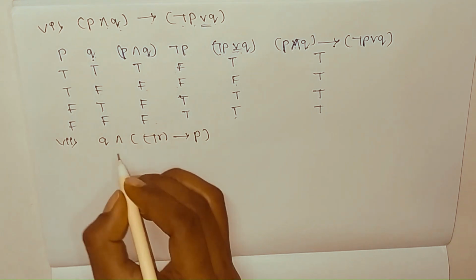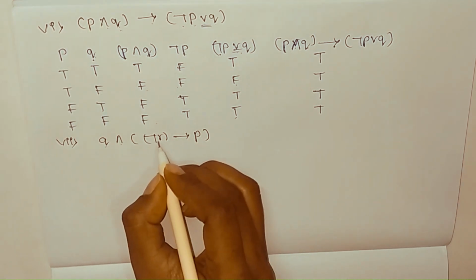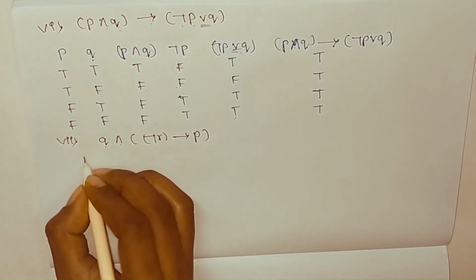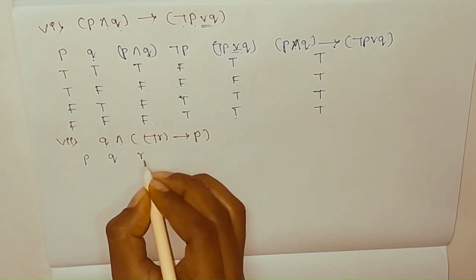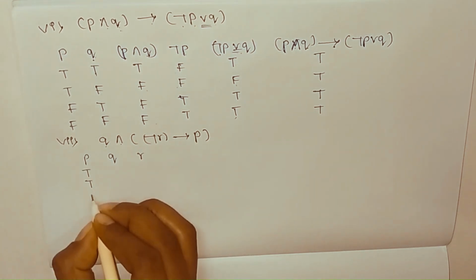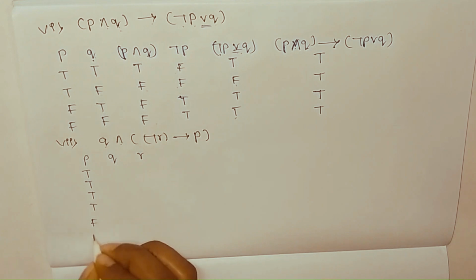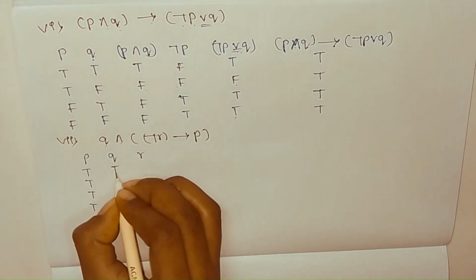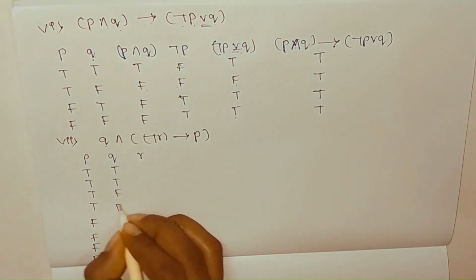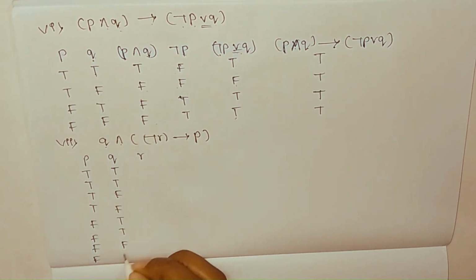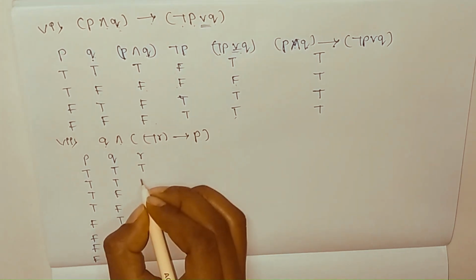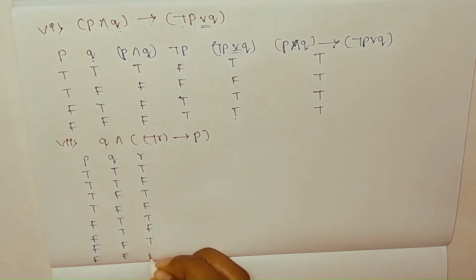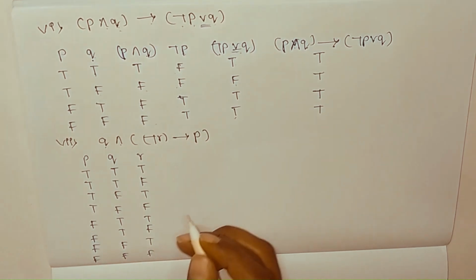So the next example is Q and negation R implies P. Here we have three statements, P, Q, and R. So the possible truth values for P are true, true, true, true, false, false, false, false. Q is true, true, false, false, true, true, false, false. Here R is true, false, true, false, true, false, true, false. We have to remember it like this.